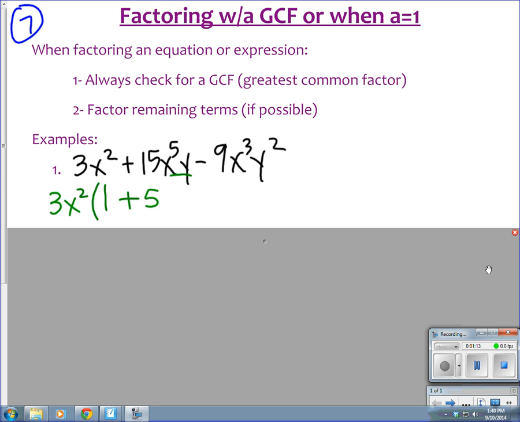The y, right? So we'll have 1 plus 5y minus, 9 divided by the 3 is 3. And then we factor 2 of these x's out. So how many are left over? 1x. And then we still have y squared left. Okay? So we divided each of the coefficients by 3, and then we subtract the exponents of the variables.